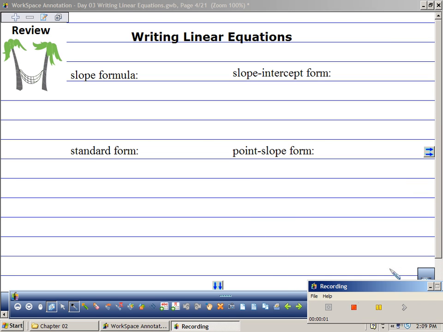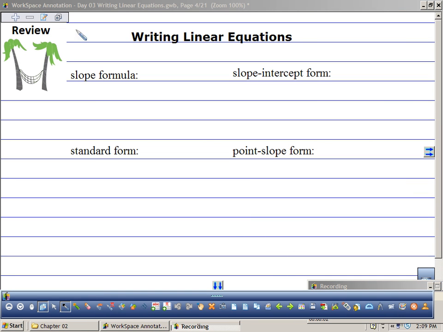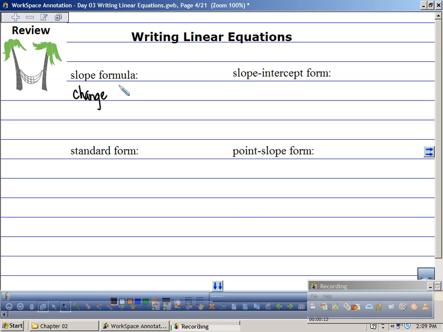Let's talk about writing linear equations. Let's get a little bit of review out of the way. Slope formula. I told you yesterday that I don't get caught up on y sub 2, y sub 1. I just want you to understand the concept is the change in y compared to the change in x.